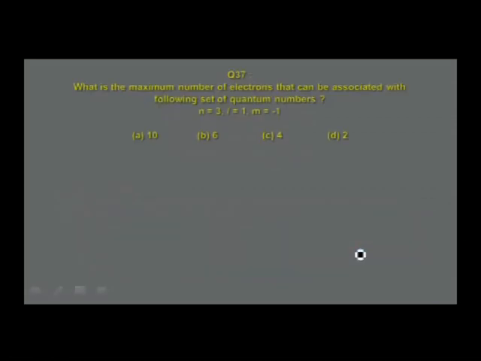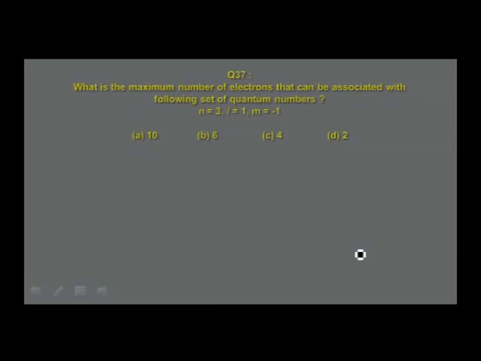Now we move on to the next slide. The question: what is the maximum number of electrons that can be associated with the following set of quantum numbers? Very interesting question. n is equal to 3, l is equal to 1, m is equal to minus 1. Answers: option A 10, option B 6, option C 4, option D 2.